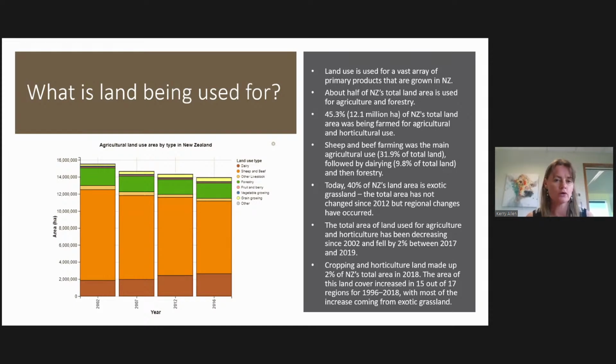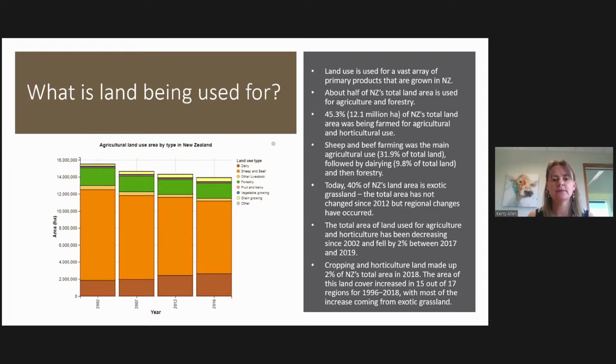Now, out of that agricultural use, most of it is sheep and beef farming. So that's 31% of that total land area is sheep and beef. And that's followed next by dairying, so 9.8% of total land mass, and then followed on by forestry. Okay, so that's quite a big area. So then after that, we move into cropping and horticultural use. But they only make up about 2%, though they're highly productive.